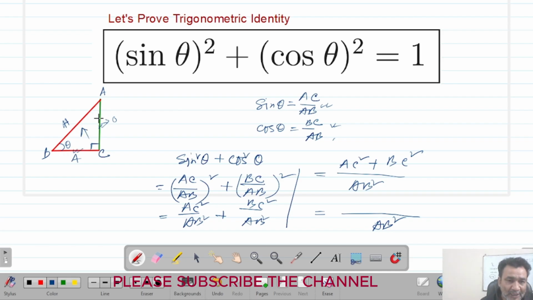According to Pythagorean theorem, hypotenuse square is equal to the sum of the opposite sides square. That's why we can write AC square plus BC square is equal to AB square. That means if we eliminate AB square and AB square, then we get 1. That's why we can write sin square theta plus cos square theta is equal to 1.